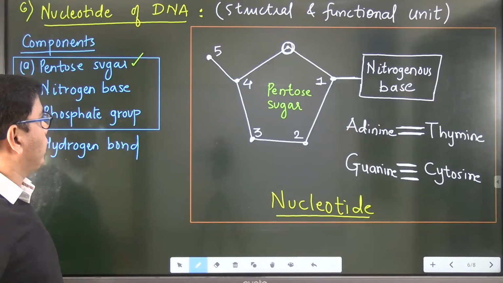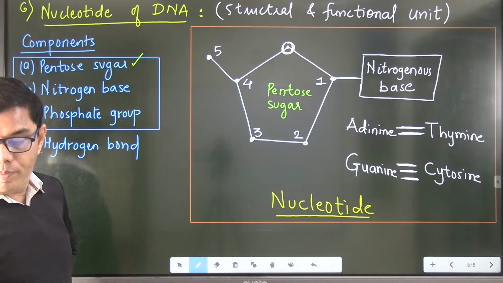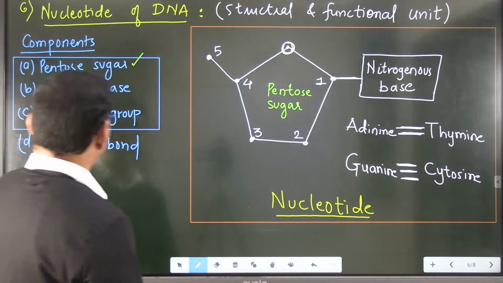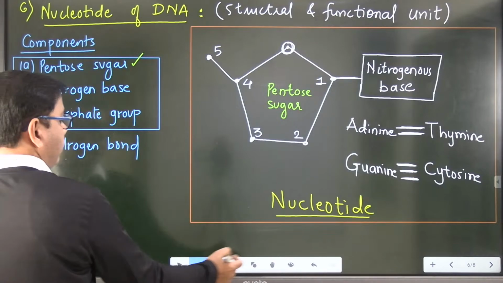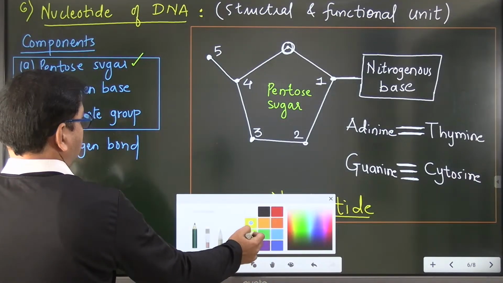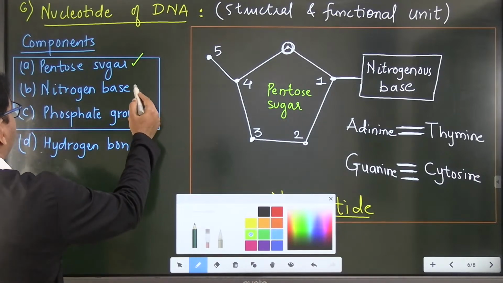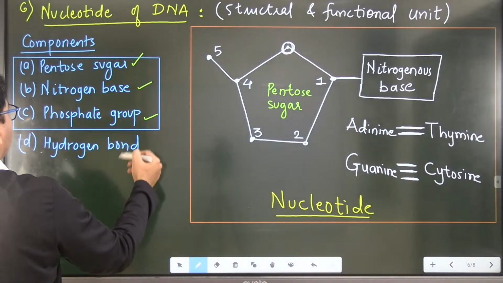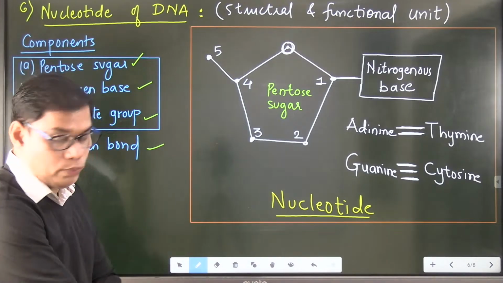Right, this is nucleotide. Let me know any doubt. We have covered all three, right? All the requisite parts: pentose sugar, nitrogenous base, phosphate group, hydrogen bond. Can we move on to the next one?